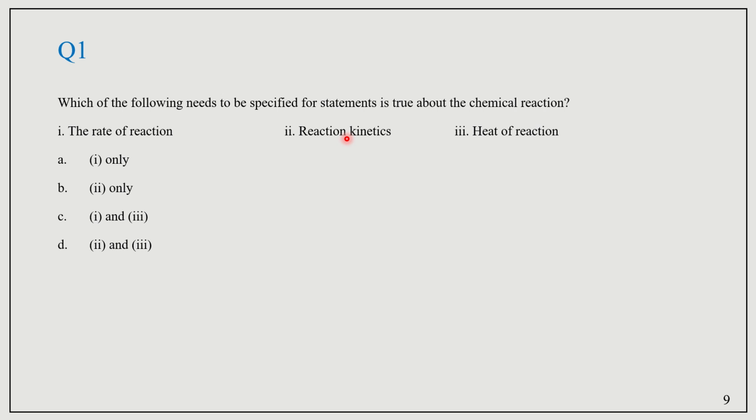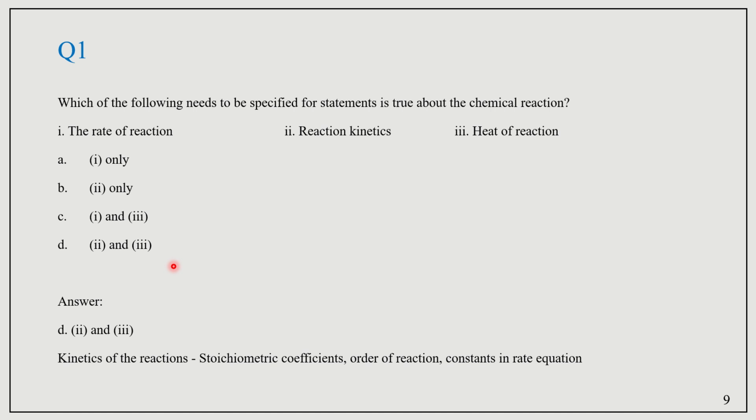So the right answer is 2 and 3. That is given by option D. Option D, 2 and 3, is the right answer. So the answer is option D. Now coming to the question, kinetics of the reaction means stoichiometric coefficients, order of reactions, and rate constants in the rate equations, if any, need to be known.